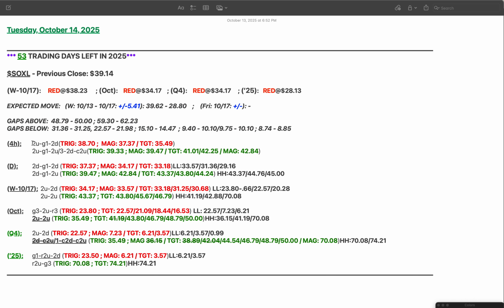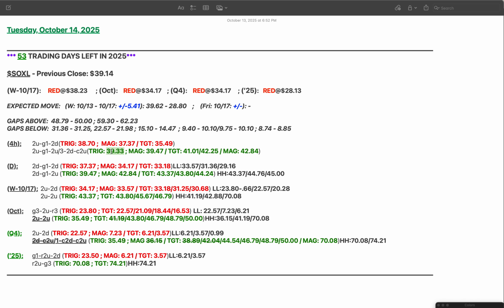All right, from the 4-hour perspective, we talked about the 2-1-2 down, triggering at 38.70, magnitude of 37.37 with an extended target of 35.49. That's the larger move, the 2 up combo 2 down on the 4-hour. Looking to the upside, if you get the trigger to the upside, it's a 2-1-2 up, which would also, if you reach the magnitude of the 2-1-2, trigger the 3-2 down combo 2 up.